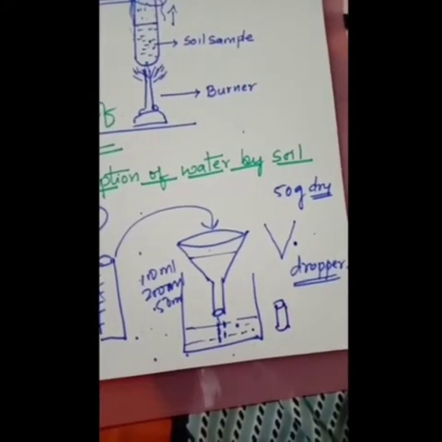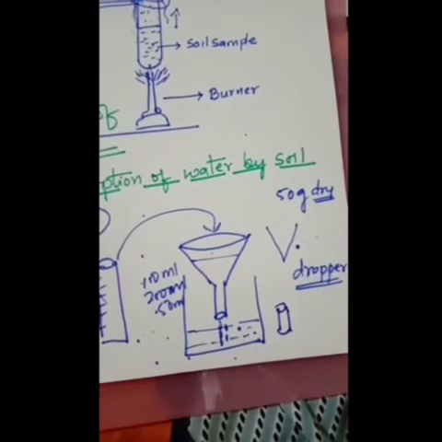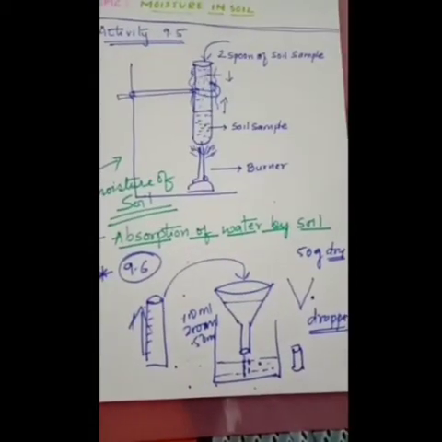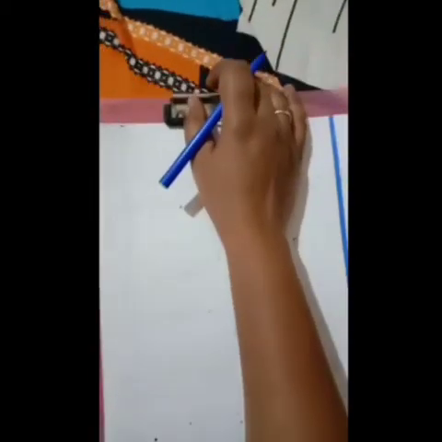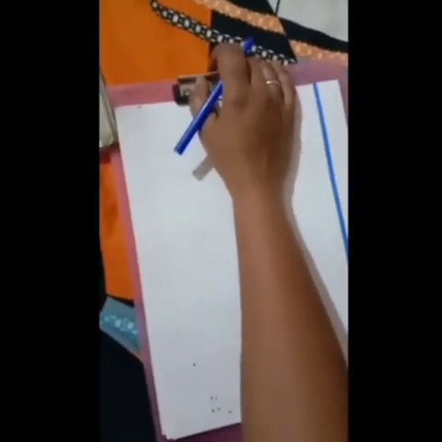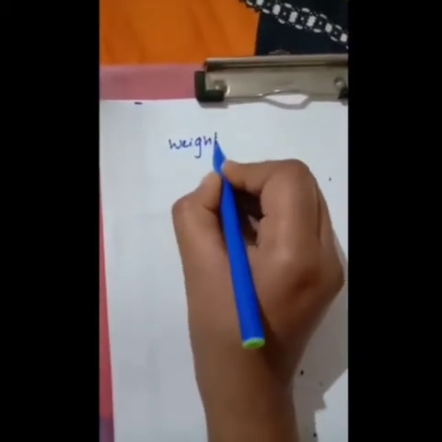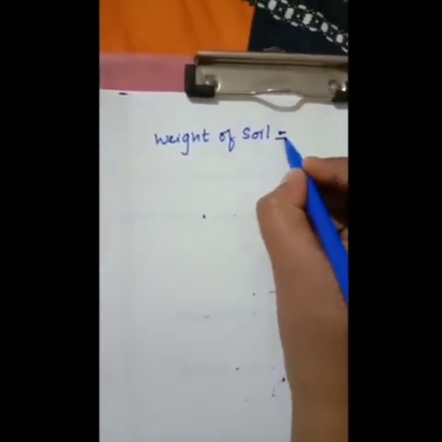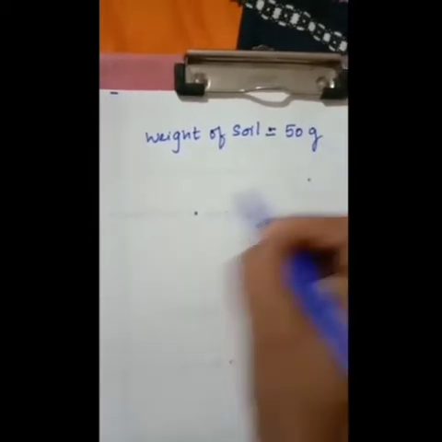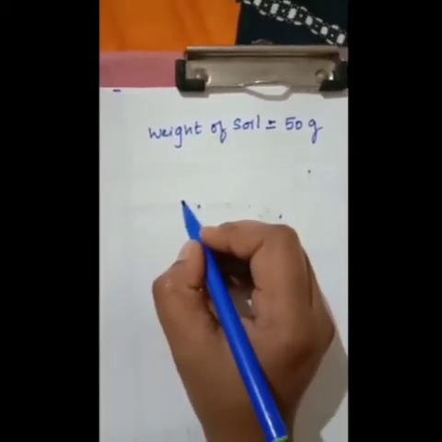Okay, so now we will get to know how much water is retained by the soil, right? Just a second. We need to calculate, children, so we need to record the results in our notebook. For example, weight of the soil is 50 grams.